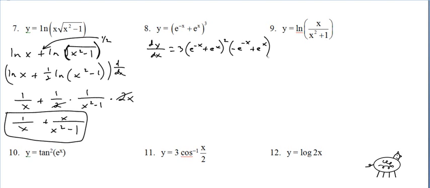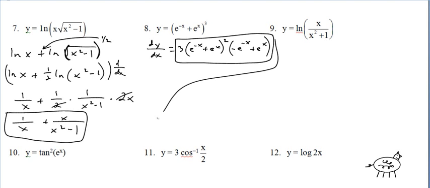And there's not really a lot you can do with that because you could FOIL that out and everything, but that would be really complicated. So that is actually your answer. Okay, but just be careful. Just make sure you use the chain rule. Okay, the next one, I'll leave a little more room here.